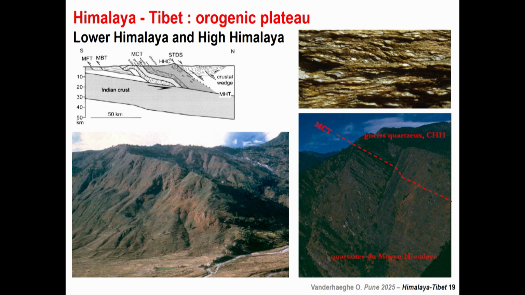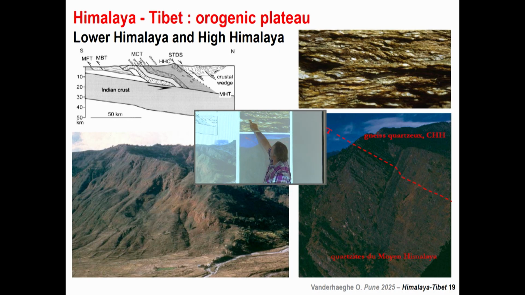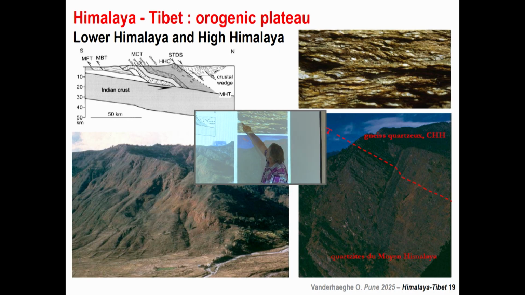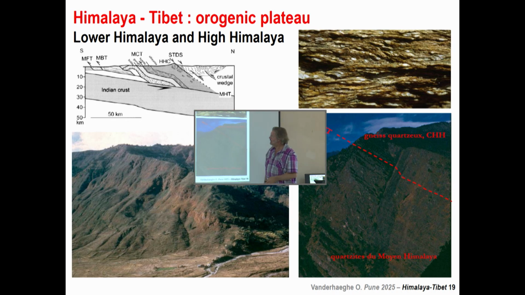Okay, so it's metamorphic rocks on top of non-metamorphic rocks. That's consistent with the thrust. But you can also look at the structures in these rocks, and you see schistosity and shear bands, C and S. That's consistent also with thrusting.